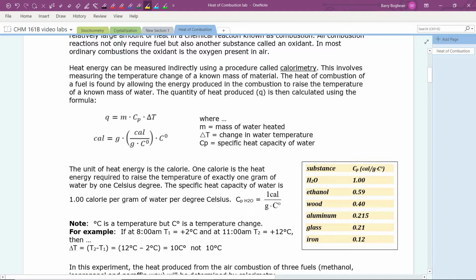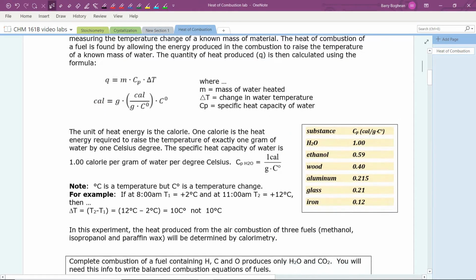So here's the formula. We'll look at it again. Mass is in grams. Temperature changes in Celsius degrees. And so heat capacity is calories per gram per Celsius degree. And so Celsius degrees and grams will cancel. Hence, we can calculate calories.